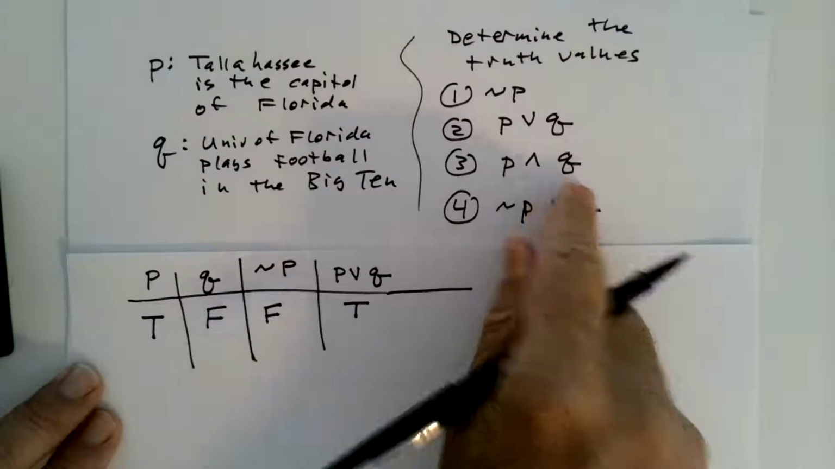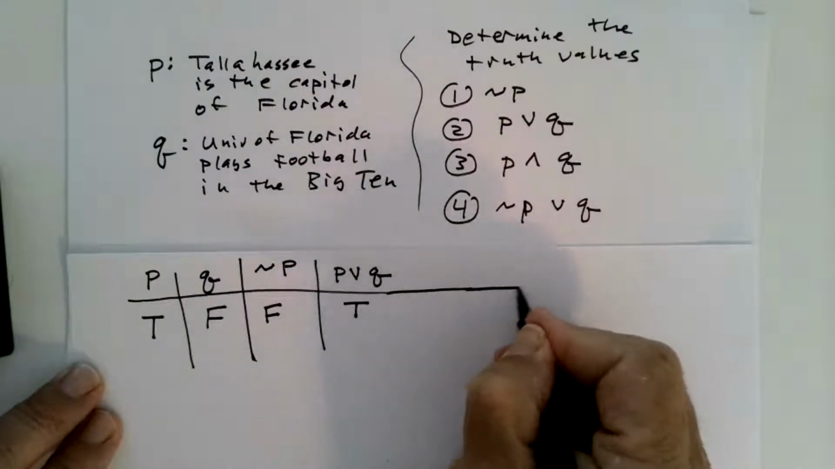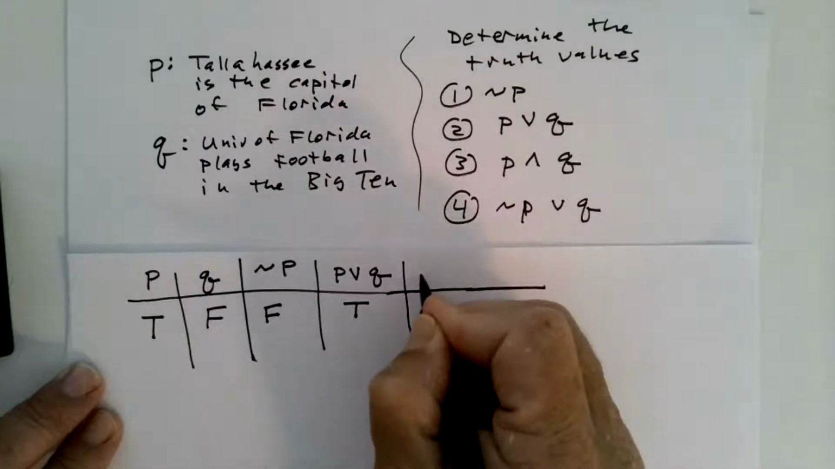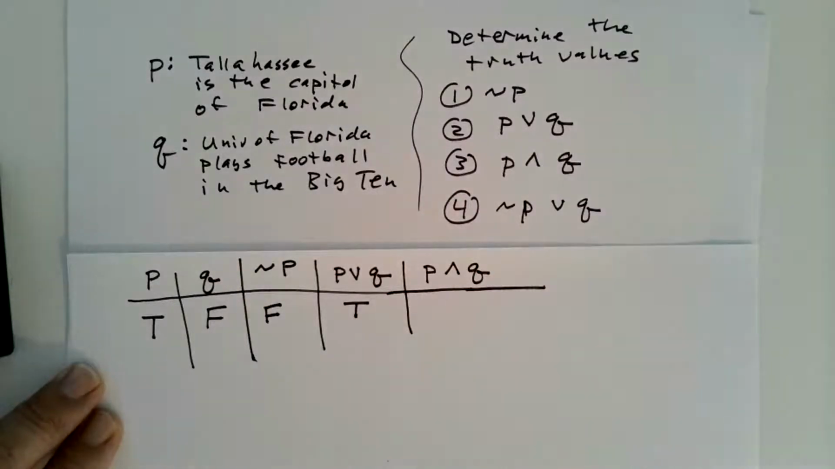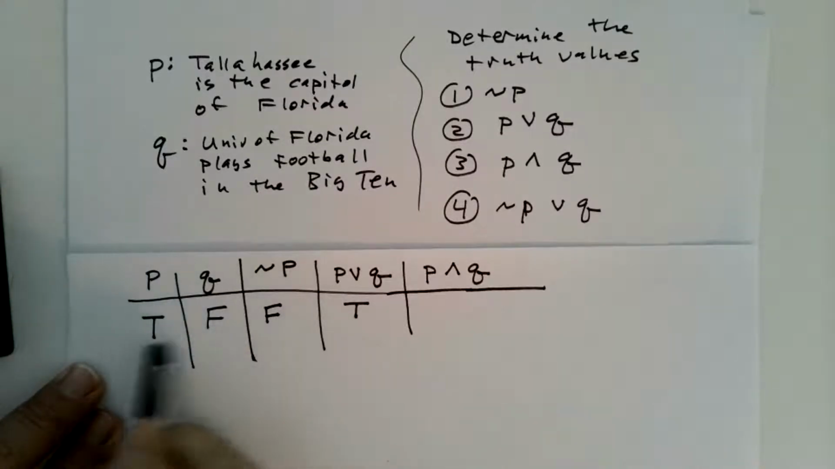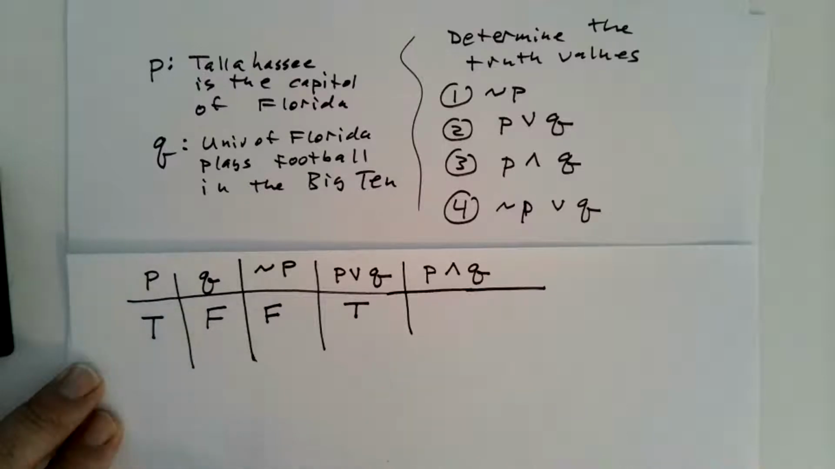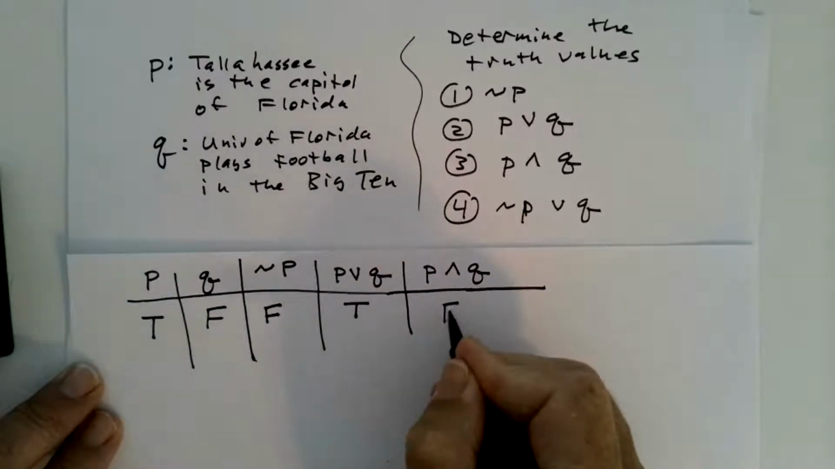The next thing I'm asking for is P and Q. What is the truth value of P and Q? P and Q is true if both are true at the same time. What is P? P is true. What is Q? Q is false. Are they both true at the same time? Nope. So that is a false.